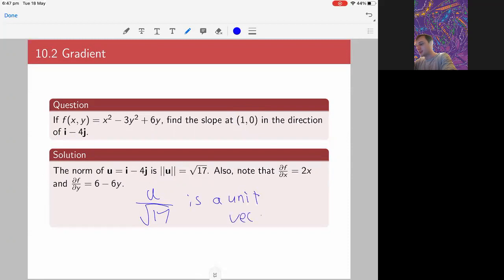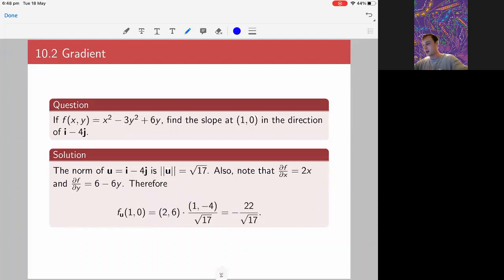And to do this, to find the slope, I also need to find the derivatives. Well, the derivative of f with respect to x is just 2x. On the other hand, if I differentiate with respect to y, I get minus 6y plus 6. Right, now I need to evaluate this at the point (1, 0).